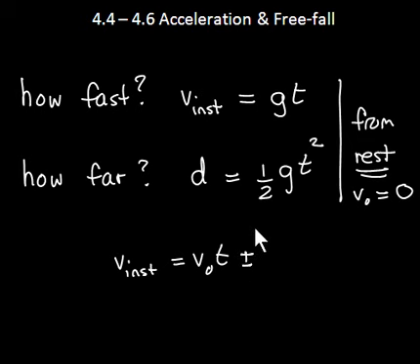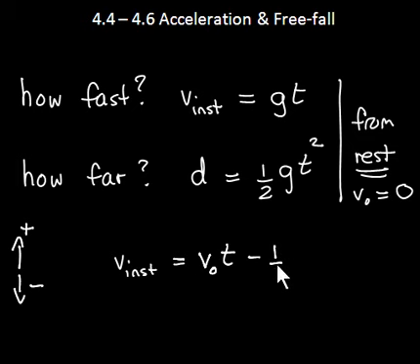plus or minus gt. Let's try and be clear. If we define up as the positive direction, then if it's launched upward, v0 will be positive. If it's launched downward, we would signify that as a negative sign. So you'd have a negative initial velocity. And then we'd have minus 1/2 gt squared. And that's because the acceleration caused by gravity is downwards, in the negative direction. So we're introducing that minus sign to indicate that.